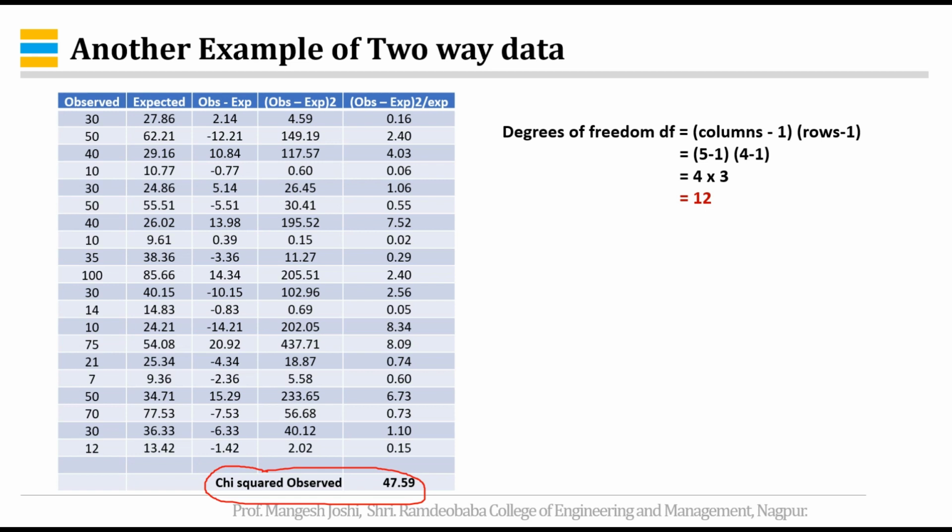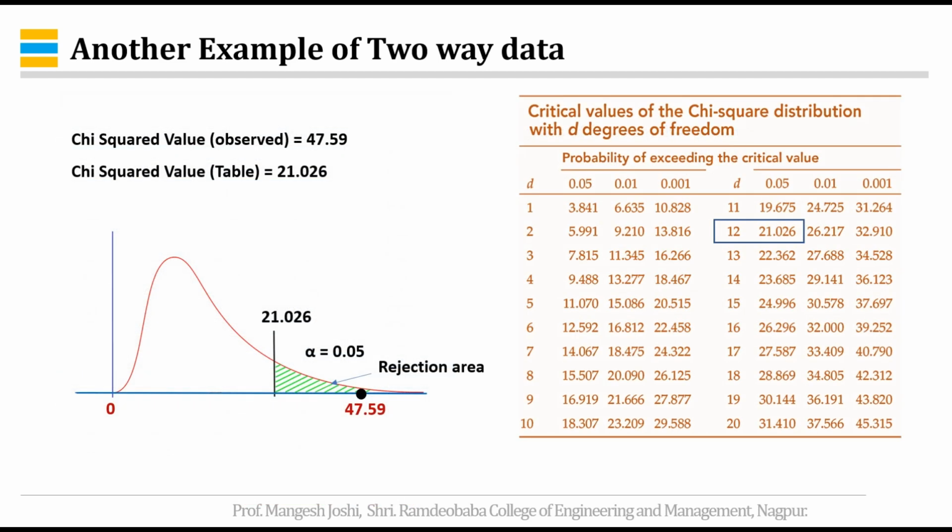Okay. So in this case, the degree of freedom for a two-way table can be calculated as columns minus 1 into rows minus 1. So you have calculated the degree of freedom as 12. So in the table, for 12 degrees of freedom and a level of significance of 0.05, you have the value of chi-square from the table, that is 21.026. So this value indicates the critical value of chi-square. Right, so this is the critical value, and the value which I have calculated or observed is 47.59.